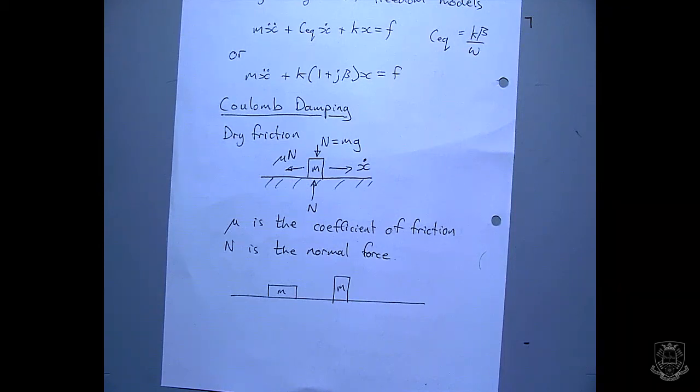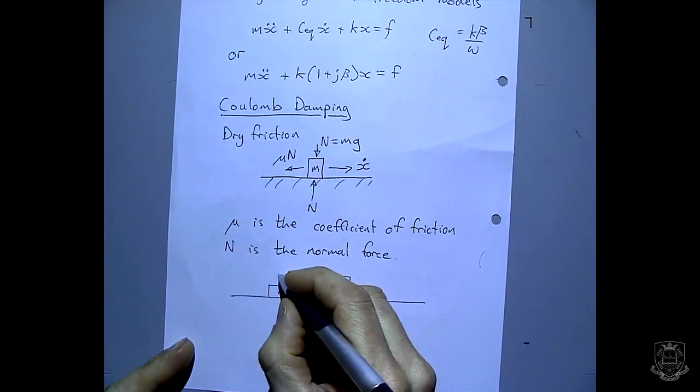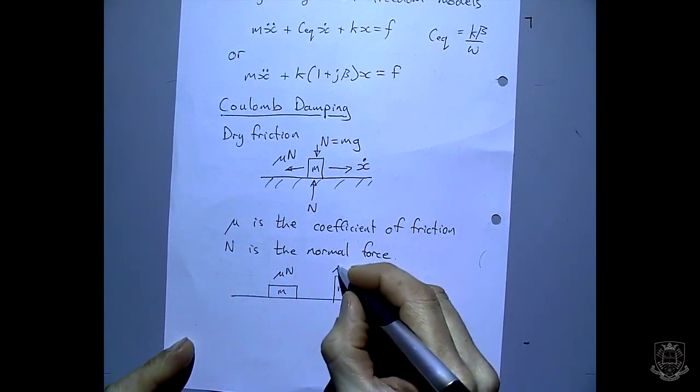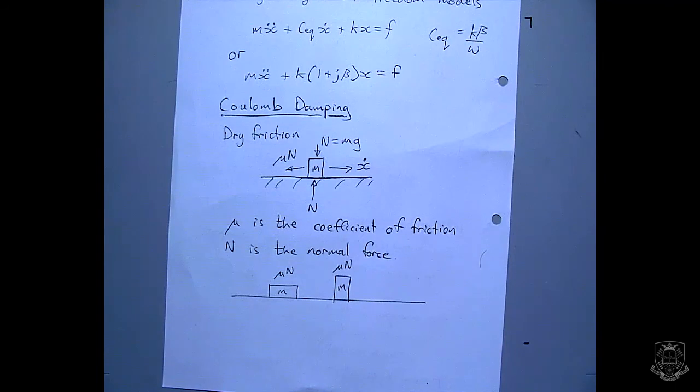Because M produces a downward force of m times g, regardless of whether it's laying on its side or standing on its end. So if I try and move either of these blocks at a velocity, then I get a friction force of mu times N. Is that correct? So mu N. So that's right, isn't it?